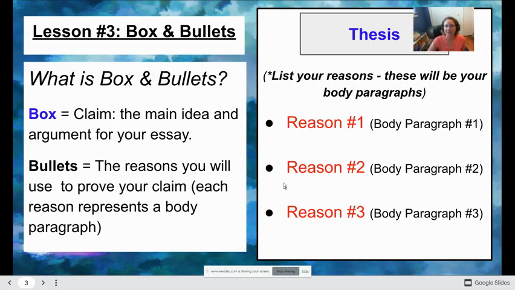Here we go. So what is boxes and bullets? The box is the claim, the main idea for your argument. The bullets are the reasons you will use to prove your claim. Each reason is one body paragraph. Specifically, it will be the topic sentence, and then you will add more details in under that big reason. So if I thought about my essay again, I have my introduction with my thesis. I have my first body paragraph with my first reason for that, my second body paragraph for my second reason, and my third body paragraph for my third reason.